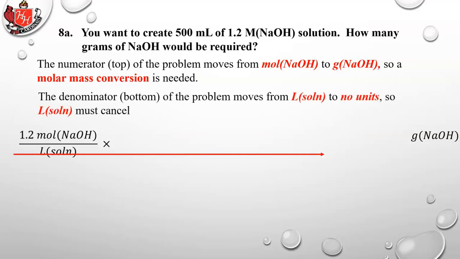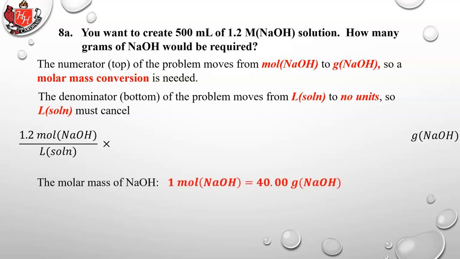And then on the bottom, we need liters of solution to disappear because there's no denominator in the final answer. So the denominator in the bottom of the problem moves from liters to no units, so liters of solution must cancel. Okay, so we're going to start with the molar mass. We're going to start with the top part of the problem. Do the problem one part at a time. Top part, then bottom part.